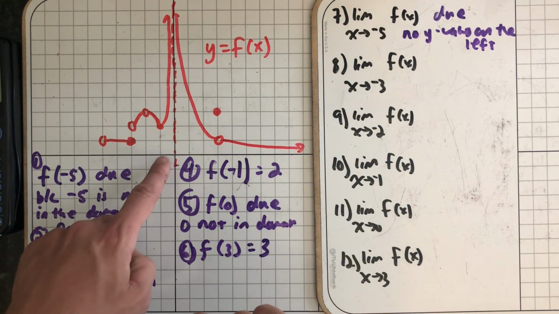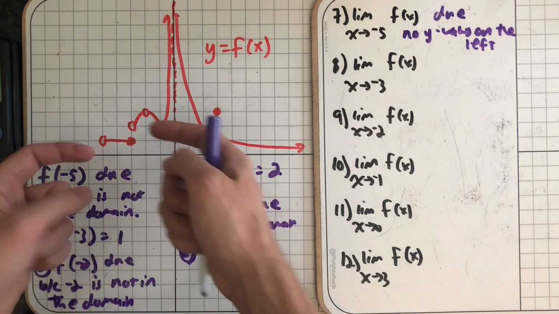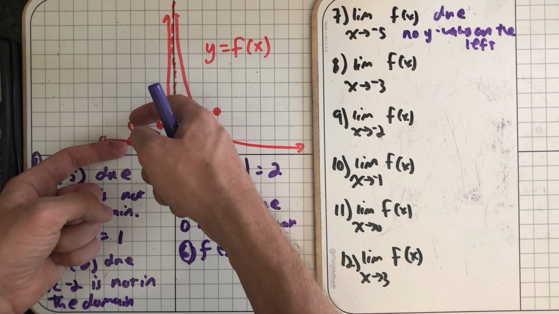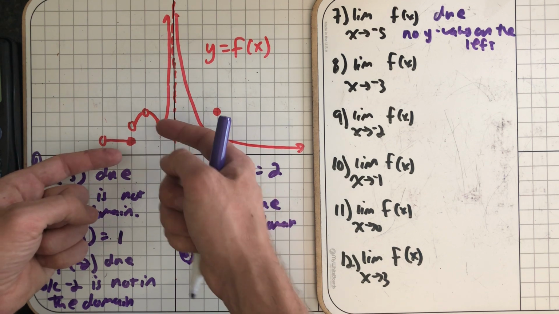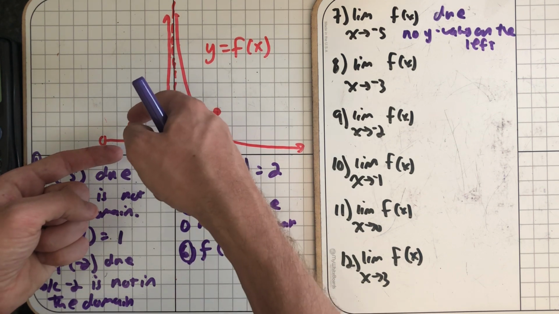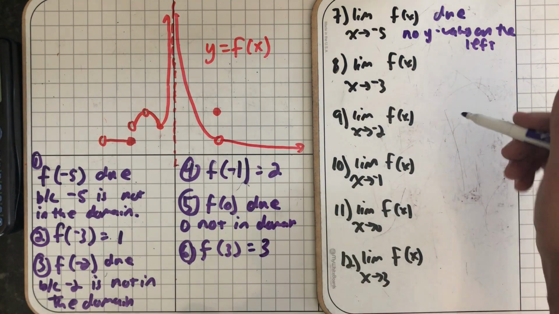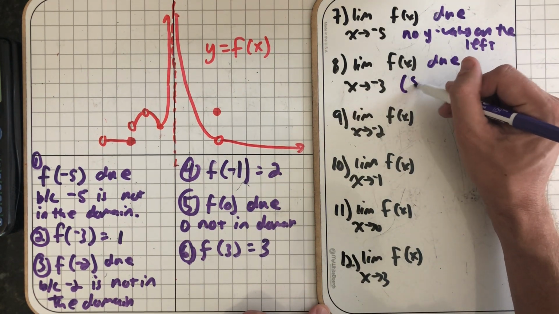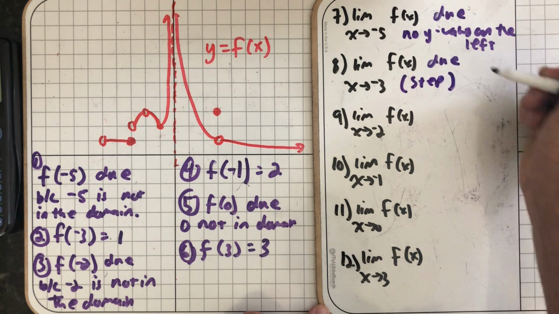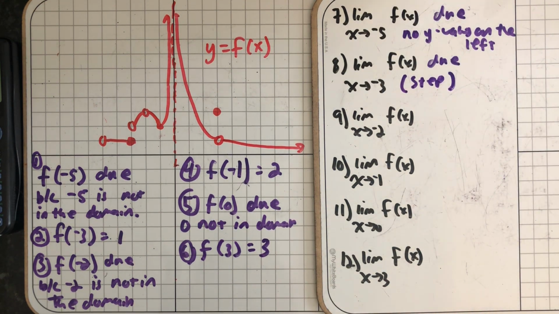x approaches -3, -1, -2, -3, and here I have that idea from that step function in the last video. That from the left-hand side, it looks like my y values are 1, and on the right-hand side, it looks like they're all getting closer and closer to being 2. So this limit does not exist, and I'm just going to say for right now, it looks like there's a step there. We'll have a more precise way of writing down that reason later on.